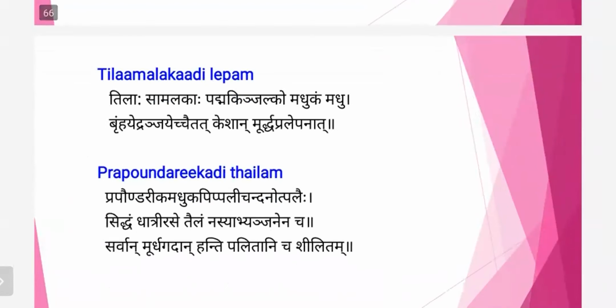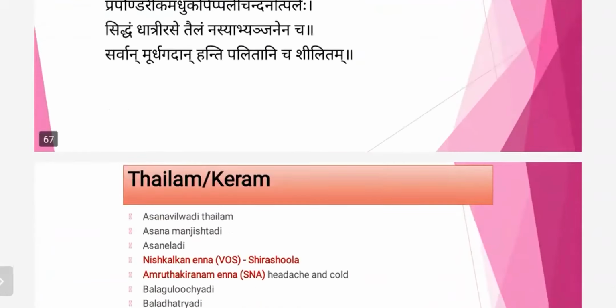And the specific yoga, Tila Malagadi Lepa, is a very useful yoga, that is Tila Samalaga Panta Inchalko Madhuga Madhu Brumhed Renjayed Kesha. That means it will increase the quantity as well as give the natural color. Brumhed Renjayed Keshan Murtha Pralepanat, for the scalp area or Talabodichil, we can apply the Tila Malagadi yoga. And the Prapondirigadi Tailam, that is Prapondirika Madhuga, that yoga, Sarva Murthagadan Handi Palidanicha Shilitam. That means all types of Palita can be managed with the Prapondirika Tailam for local application.